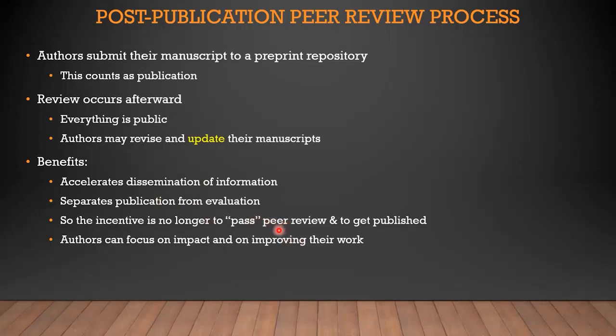If your reviewers want you to do that, then you do that because you want to get published. If other reviewers ask you to do a contradictory thing, the opposite of what the reviewers in the other journal asked, then you will do that also because you want to publish. So the incentive is to get published. If we separate publication from evaluation, the incentive becomes impact.